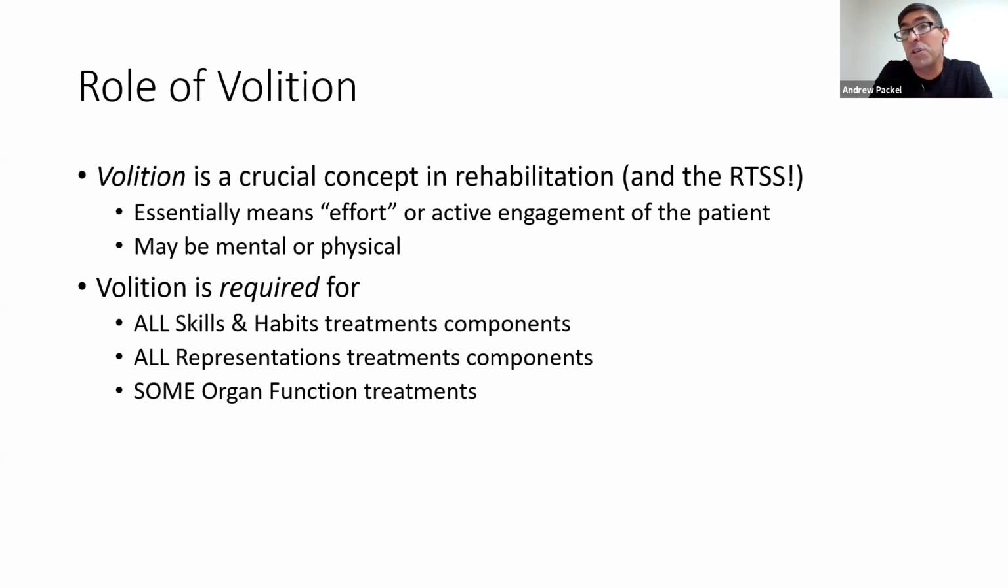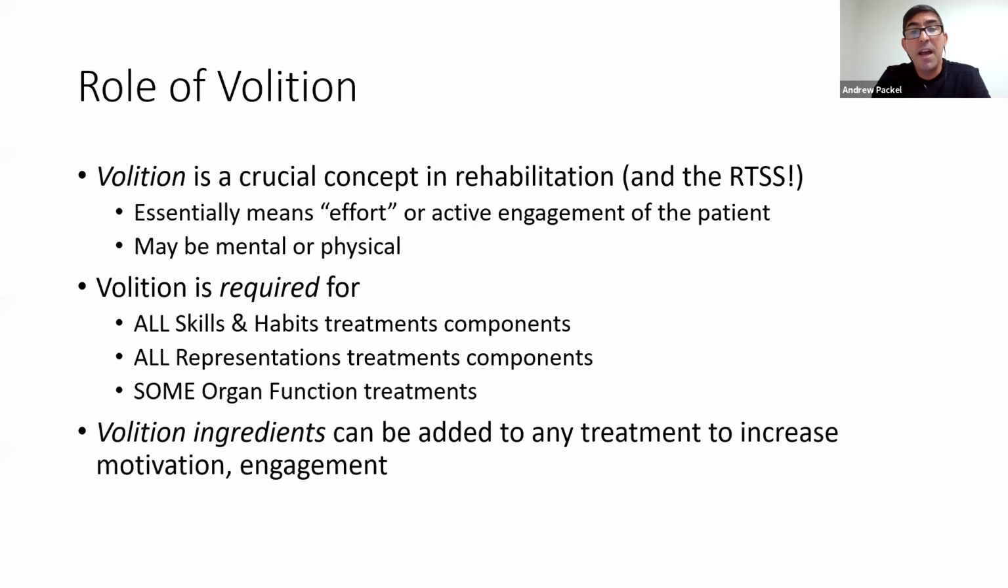We know that volition is required for some organ treatments, but actually some of those are passive. So if I'm stretching somebody's muscle, I can do that passively without their volition. So volition is what's required of the patient for certain treatments in the RTSS. And then we also use the word volition in the RTSS to refer to volition ingredients.